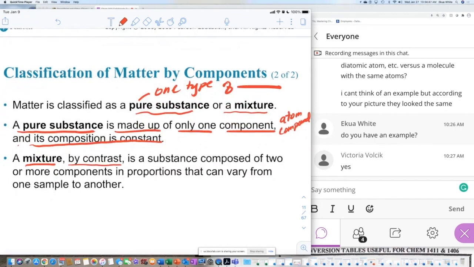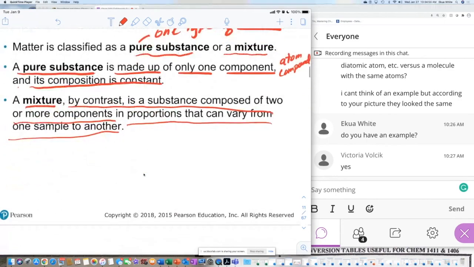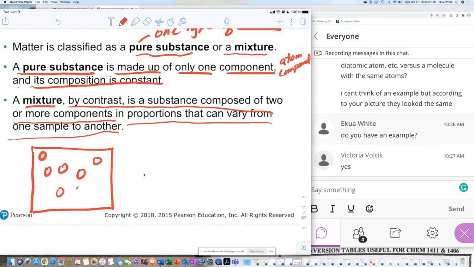A mixture, by contrast, is a substance composed of two or more components in proportion that can vary from one sample to another, okay? This is just saying a pure substance has one chemical over and over again. So we saw this in our worksheet, right? A pure substance, if the chemical is an individual atom, you have the same atom over and over and over and over again. You can say this is a pure atom, whatever it is, okay? Then let me show you a pure molecule.